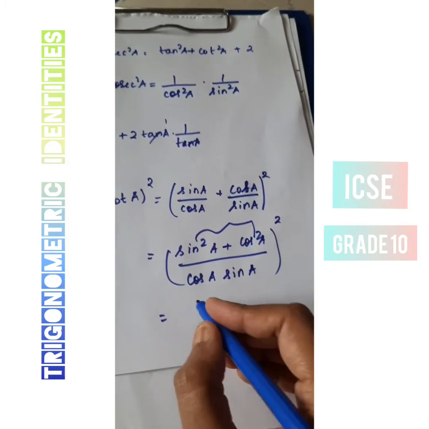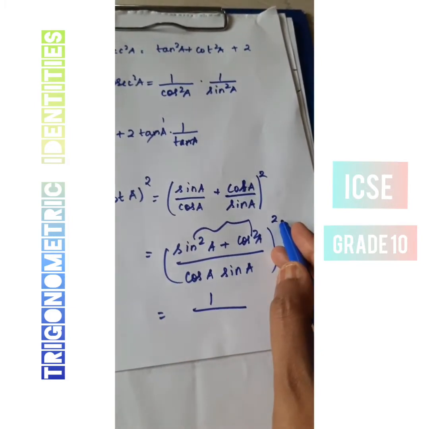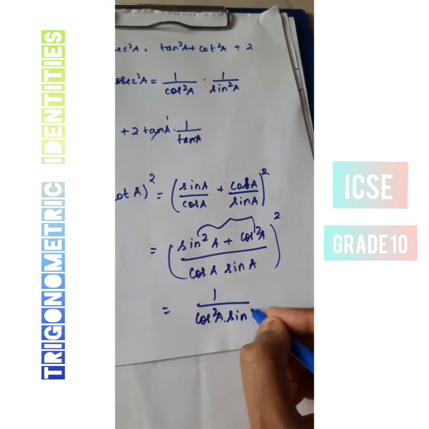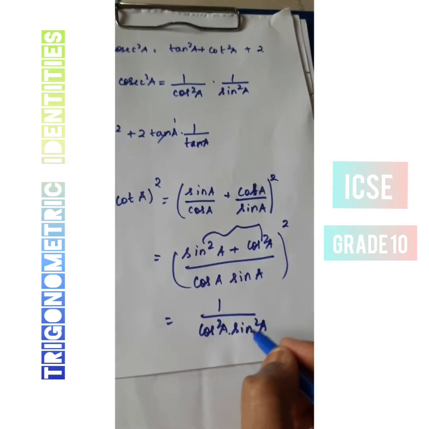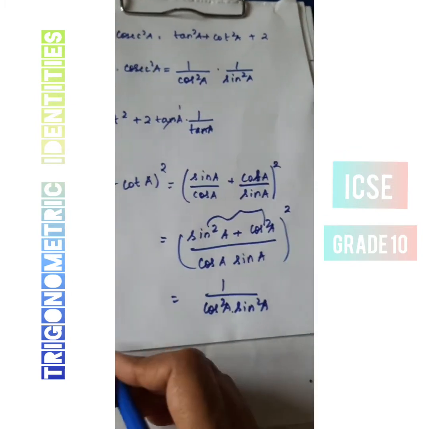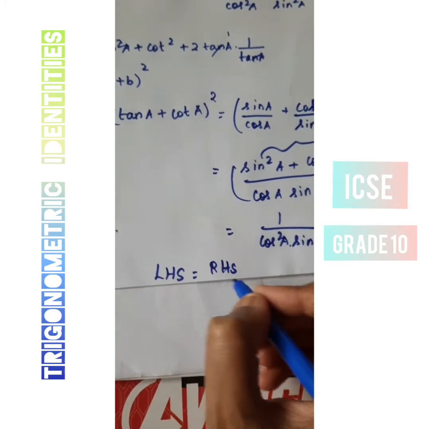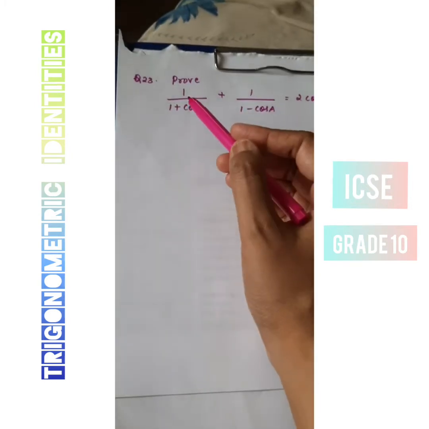So, you know, sin square plus cos square is 1. So that can be written as 1 by cos square a into sin square a. So LHS is equal to RHS, hence proved.